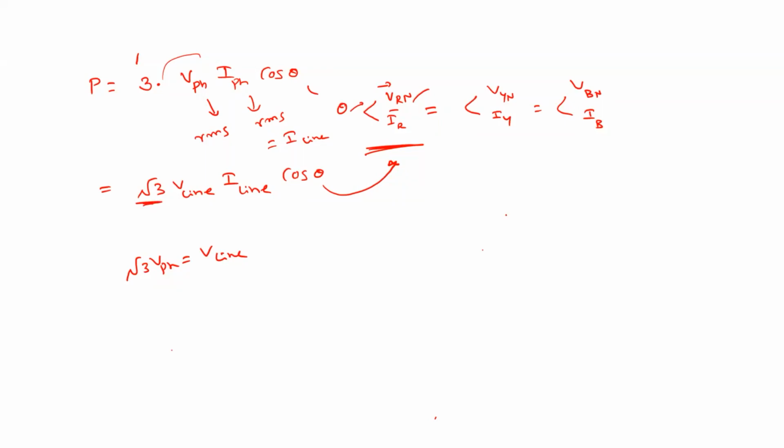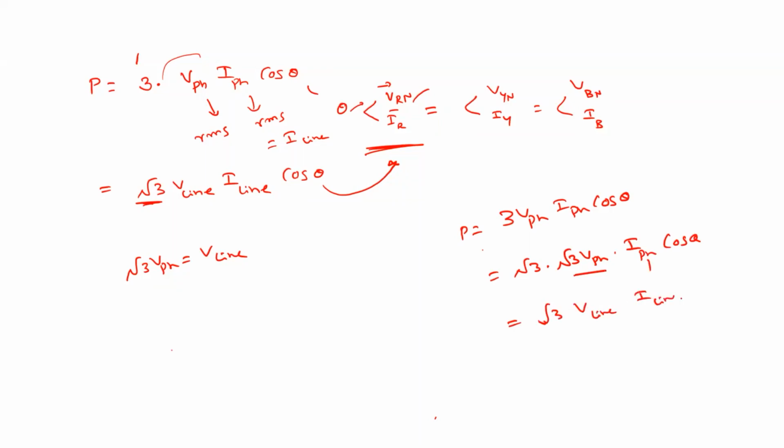See here, we have power as 3 into V phase, I phase, cos theta, right? Agree? I have written this as root 3 into root 3, V phase, I phase into cos theta. So this root 3 into V phase is root 3 V line, and phase and line currents are both the same. So this is I line cos theta.